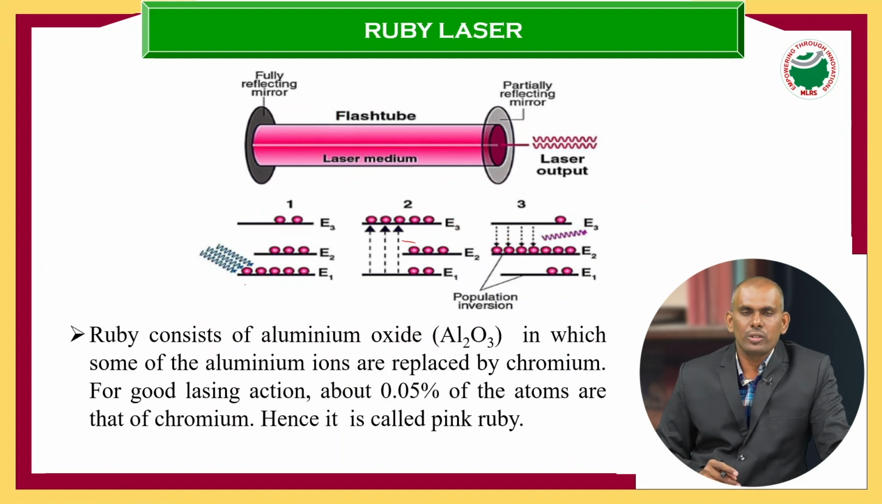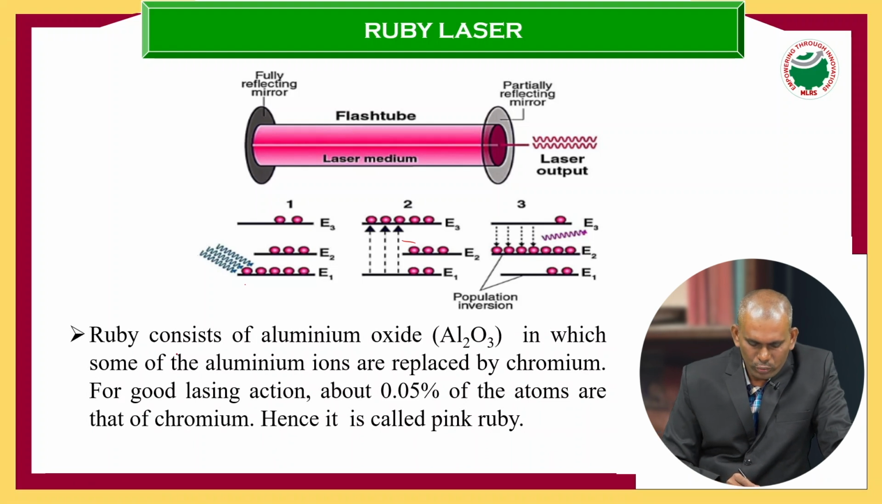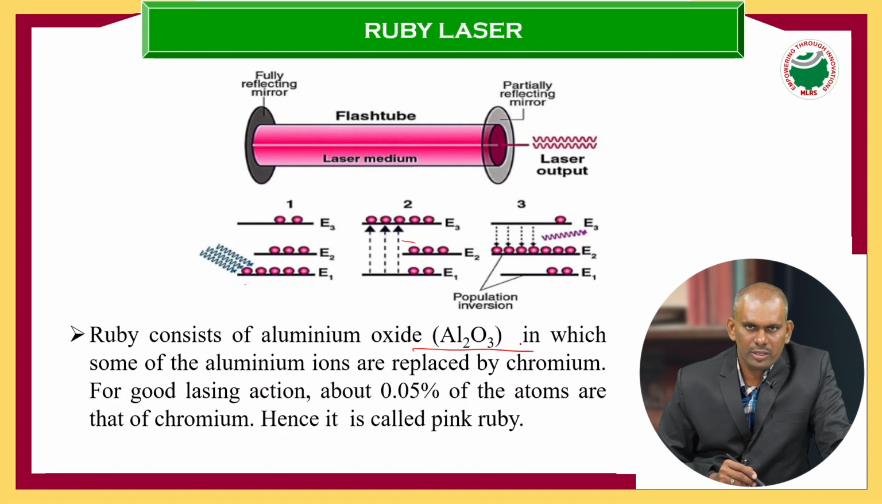Next, let us see what the ruby rod is and what it consists of. The ruby rod consists of Al2O3, aluminum trioxide. The ruby rod is an aluminum trioxide crystal containing chromium particles as impurities.